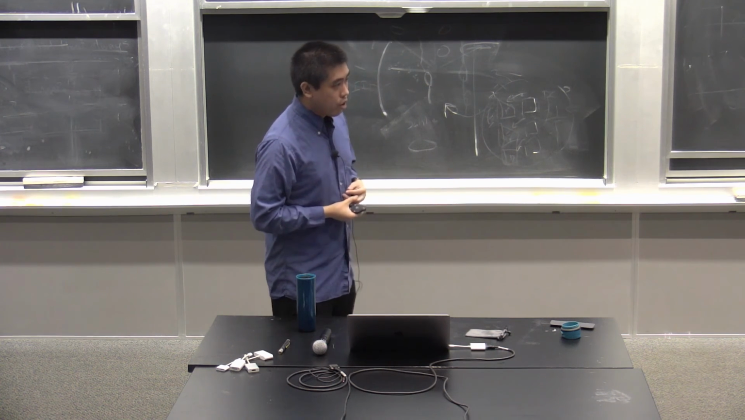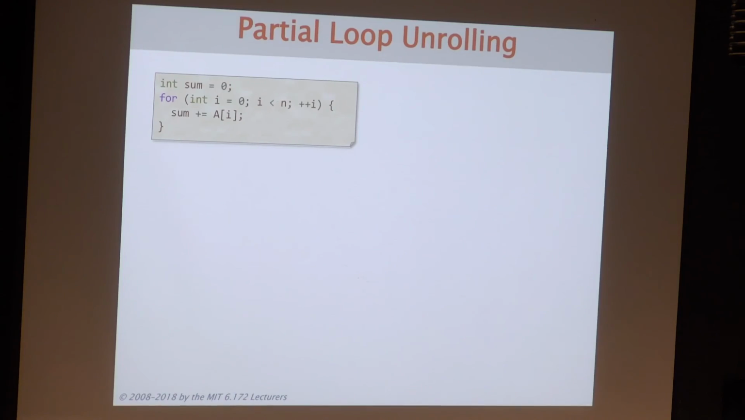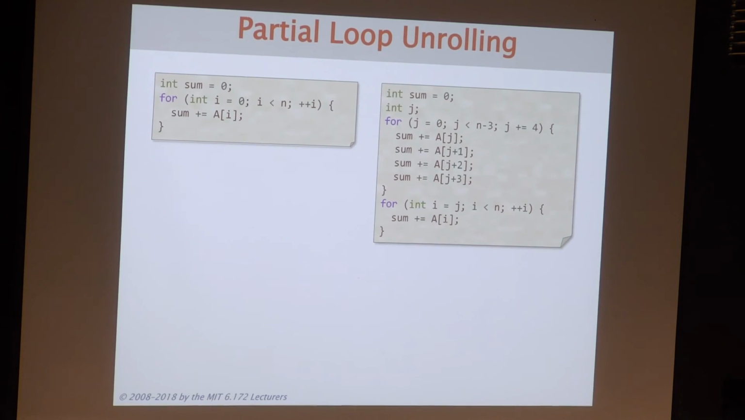So the more common form of loop unrolling is partial loop unrolling. And here, in this example, I've unrolled the loop by a factor of 4. So I reduce the number of iterations of my for loop by a factor of 4, and then inside the body of each iteration, I have 4 instructions. And notice that I also changed the control flow of my for loop. So now I'm incrementing the variable j by 4 instead of just by 1.